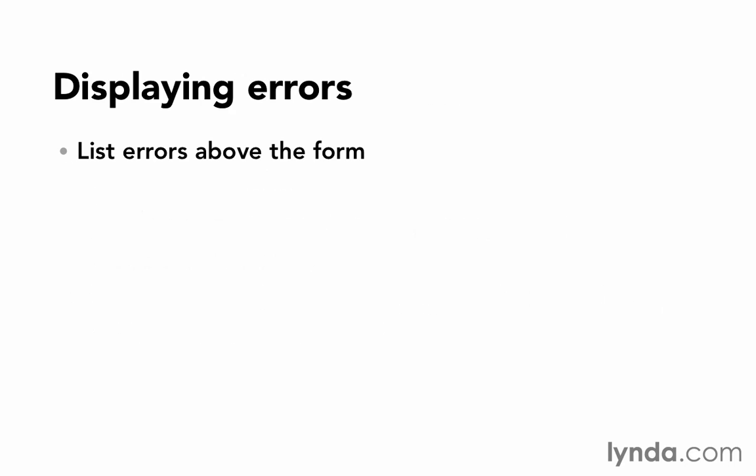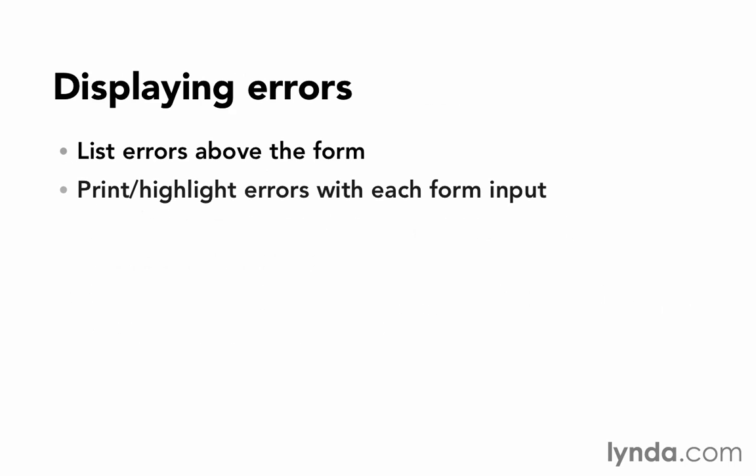There are two ways to communicate form errors. You can either list them at the top of the page above the form, or you can print and highlight errors with each form input. Often, you're going to use some combination of the two. And as you'll see, some of the Rails helpers that we've been learning about will help with the second one of those, highlighting the forms that have problems.